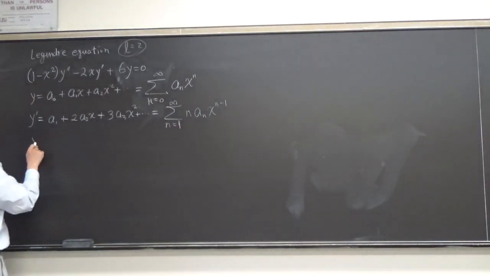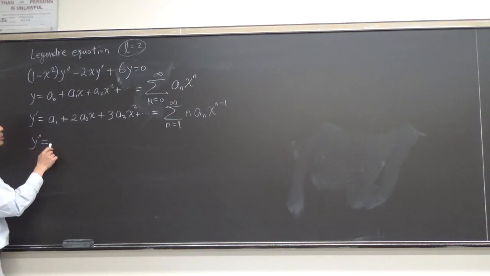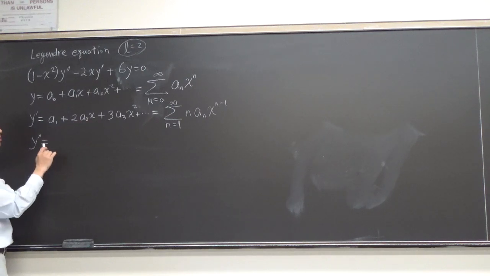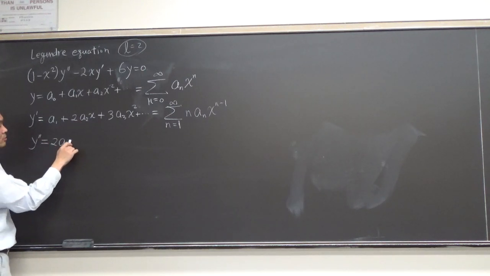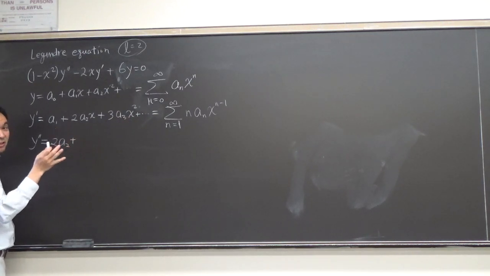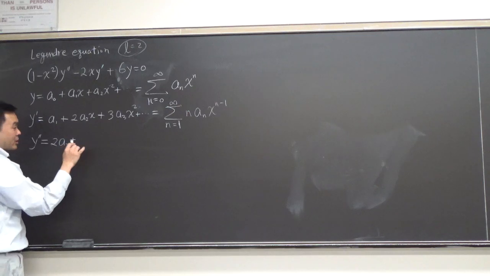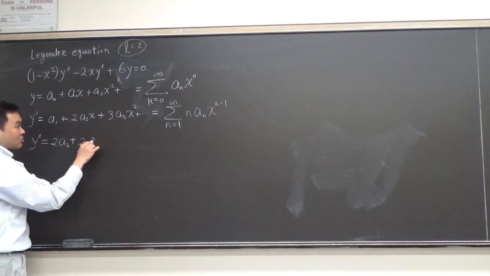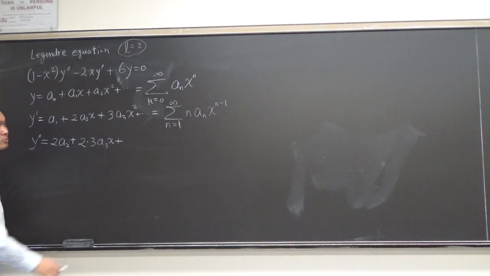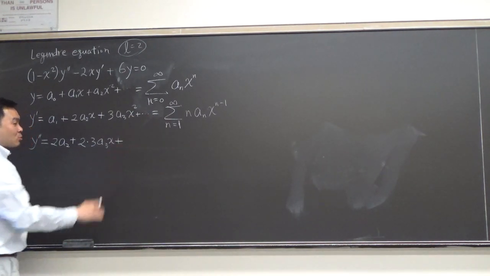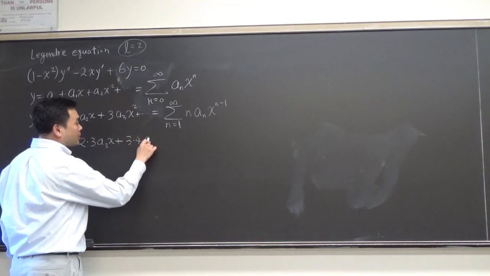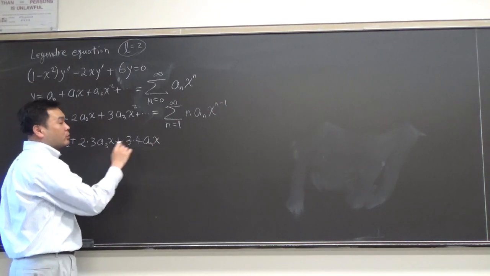Okay, and then y double prime equal to, if you differentiate a1, it's gone. If you differentiate 2a2x, it's just 2a2. And if you differentiate this, you could write 6, but you want to find a pattern, so you don't want to write 6. You rather want to write it as 2 times 3, a3x. Okay. All right, tell me the next term. What would happen here, and what would the derivative be like? 3 times 4 a4. That's correct. 3 times 4, a4, x squared.